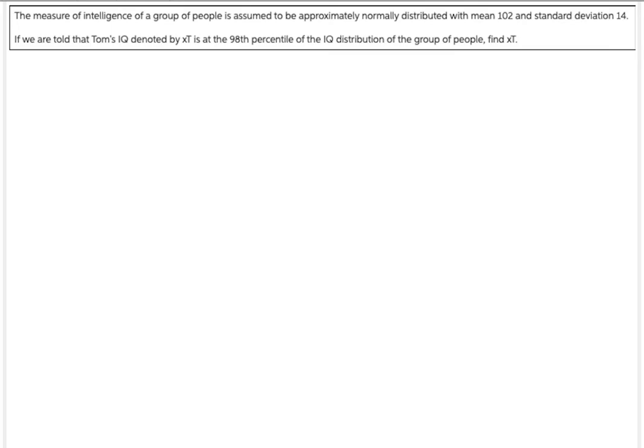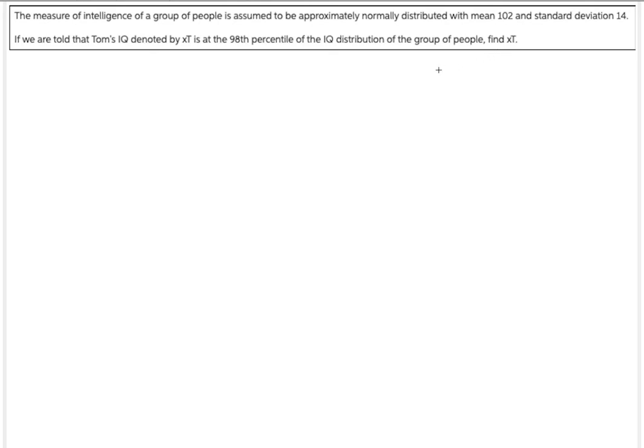The measure of intelligence of a group of people is assumed to be approximately normally distributed with mean 102 and standard deviation 14. We're told that Tom's IQ, denoted by XT, is at the 98th percentile of the IQ distribution of the group of people. And based on that information, we need to find the value of XT.